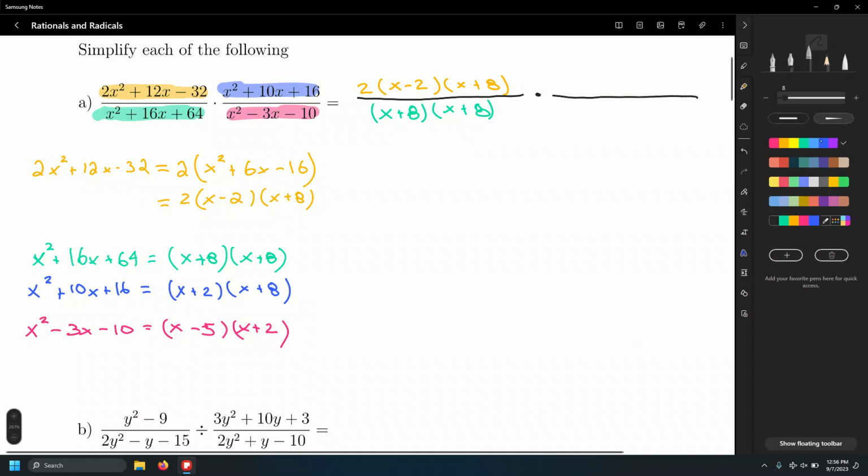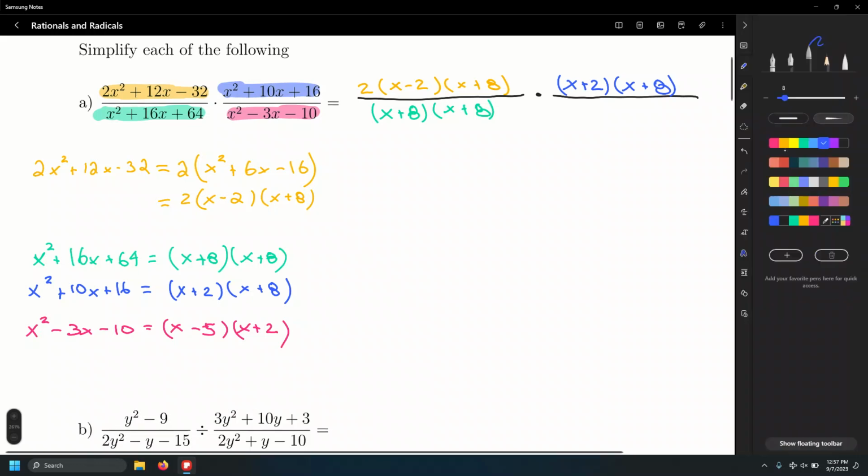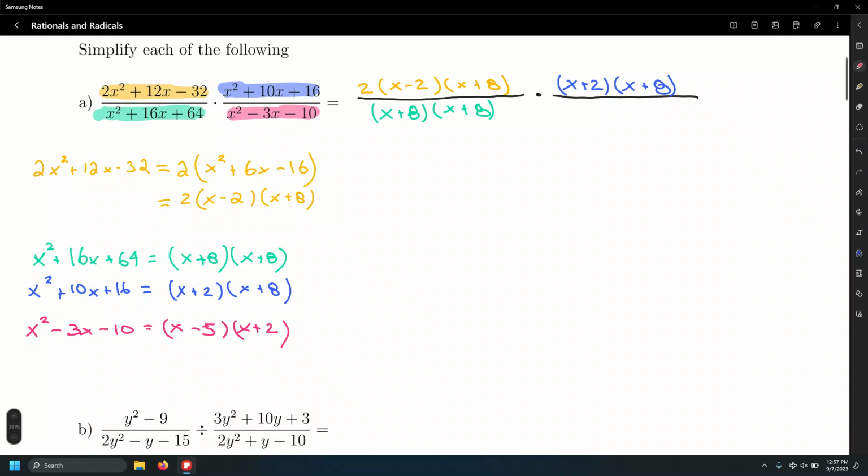All right, let me use blue this time. That's going to be x plus 2, x plus 8. And divide that by the quantity in red, which is x minus 5, x plus 2.